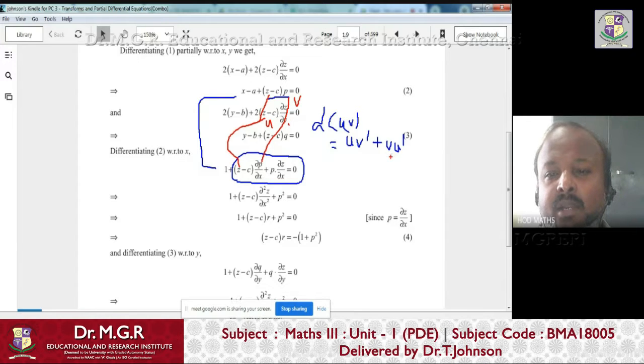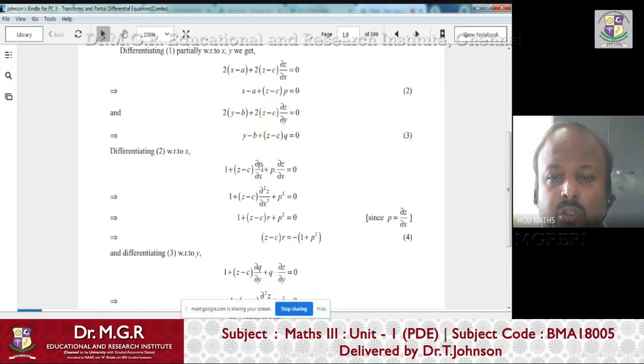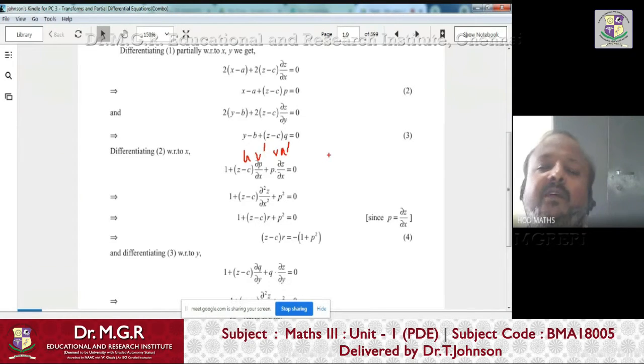And then vu dash. V means p, and then u dash. What is u? Z minus c. So if you differentiate z minus c with respect to x, you will get dou z by dou x. So here we use the uv dash plus vu dash idea. Right?